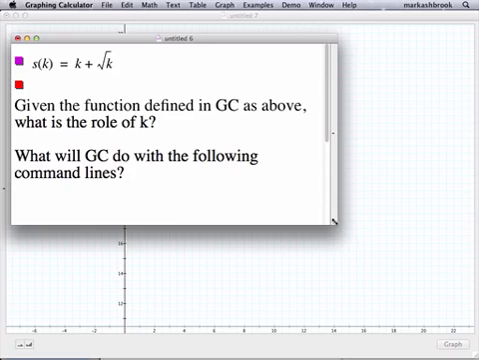K is just acting as an input, so you set k equal to something, and then it could give you an output of s. Okay, it's an input, so if you set k equal to something, then what will this do if you set k equal to something? K is a variable that you define, and it plugs into s of k. So what will it do with that?